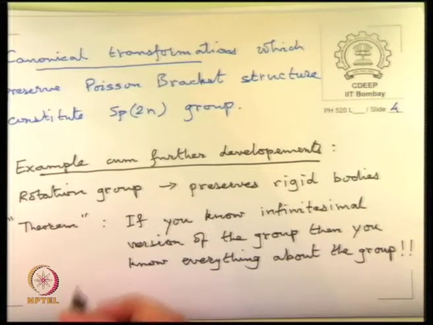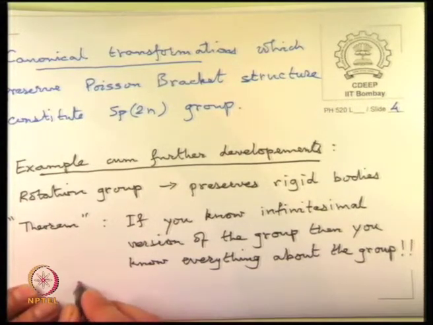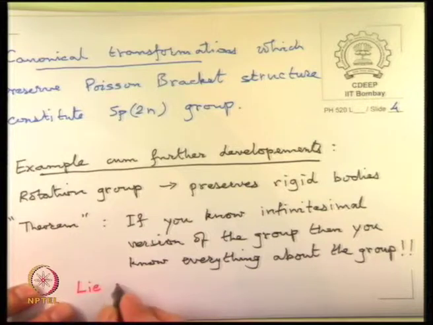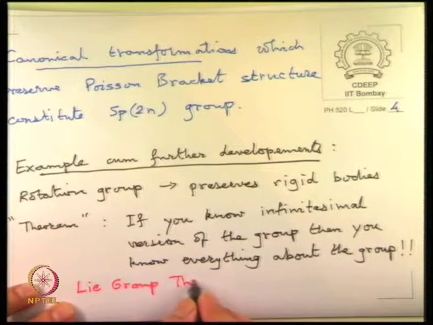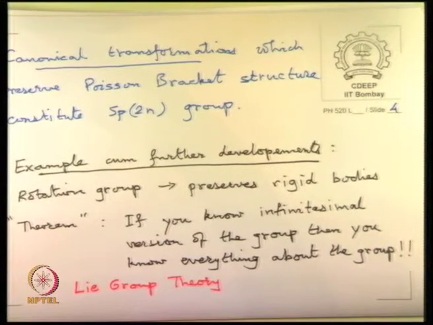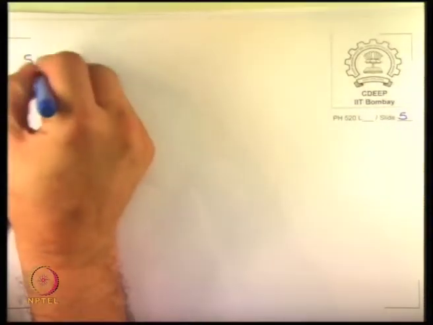This is essentially what is called Lie group theory. This is at the heart of, and that is essentially the second half of this course. It is Lie group theory, and we will start with SO3 as an example and SU2. So we start with SO3.